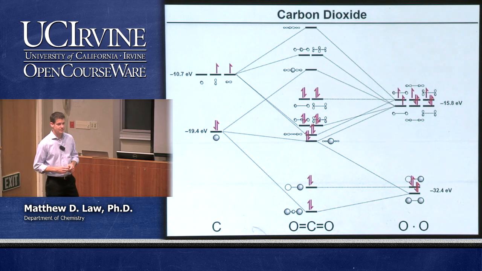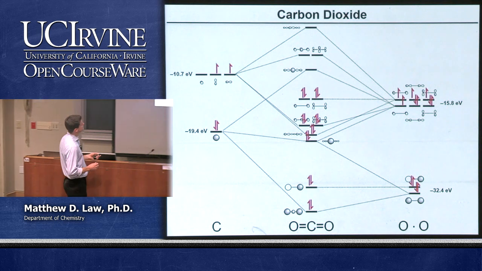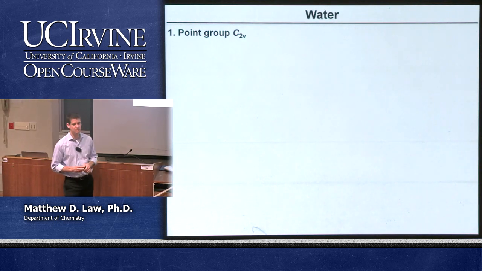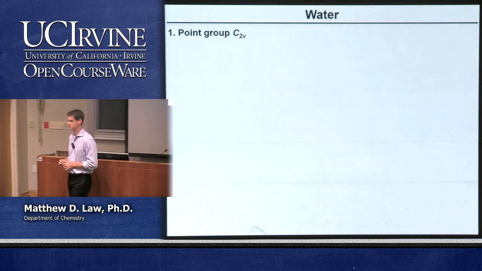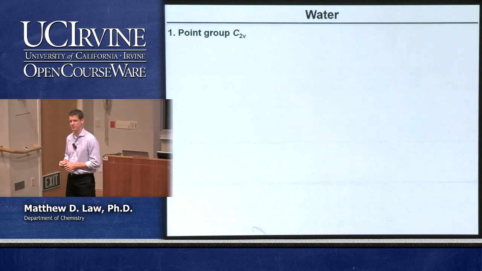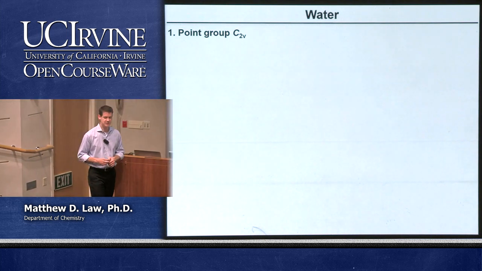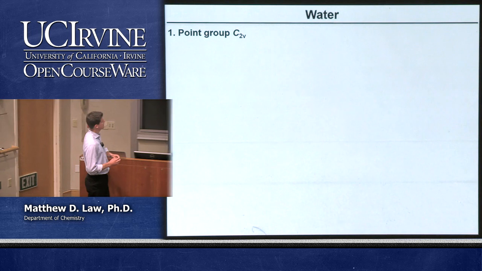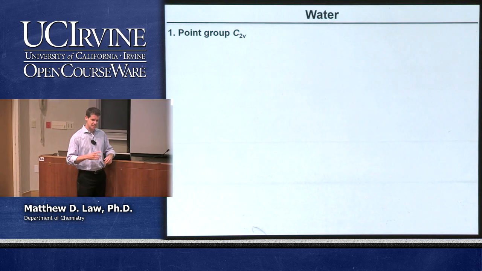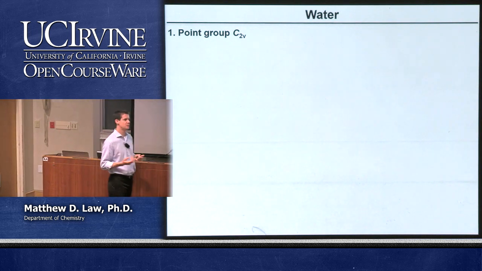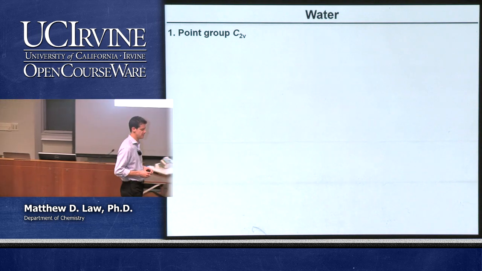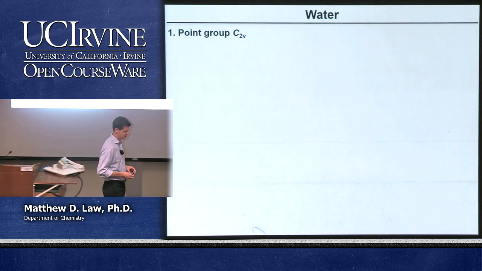Okay. Let's apply this to our first bent molecule, nonlinear molecule. Water, an important molecule. We're not going to finish this example today, but we can get it started. So in the case of water, again, we can do it by inspection, but it's more fun to do it by the full procedure here.